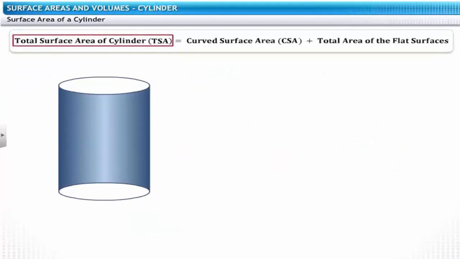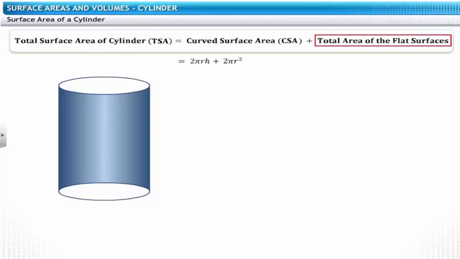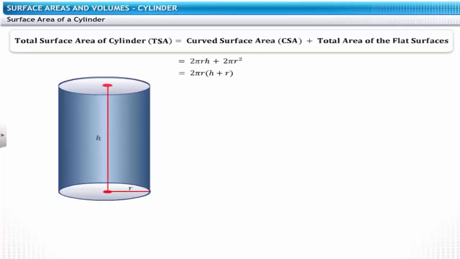As defined, the TSA is equal to the sum of the CSA and the total area of the flat surfaces. This is equal to 2 pi rh plus 2 pi r squared. This can be further simplified and written as 2 pi r multiplied by (h plus r), where r is the radius of the cylinder and h is its height. We can generalize this formula to calculate the total surface area of a circular right cylinder.